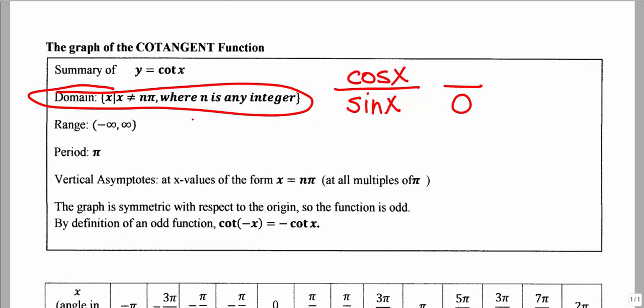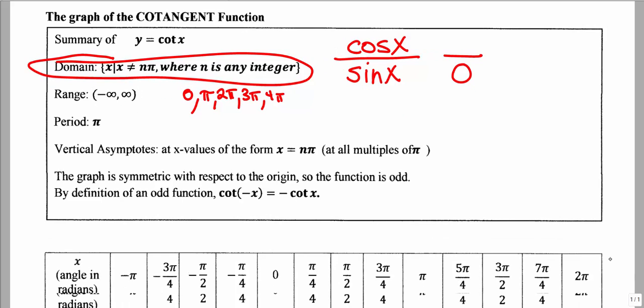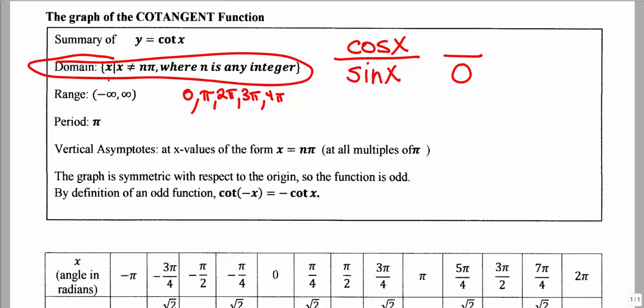So sine is 0 at pi, 2 pi, 3 pi, 4 pi. So every time the angle hits the x-axis, on the positive side or the negative side, sine is 0. So cotangent is undefined, and is defined at every x value except where sine is 0.